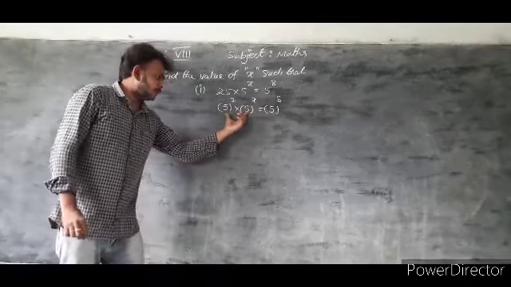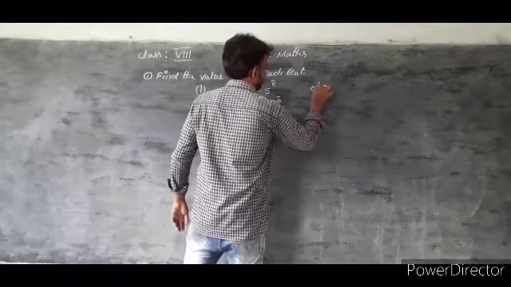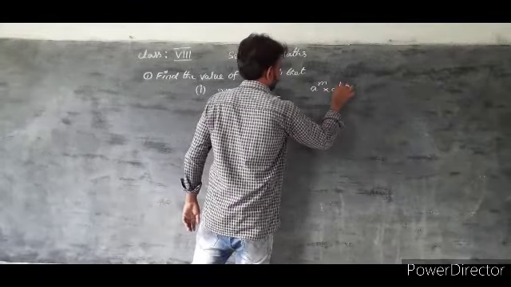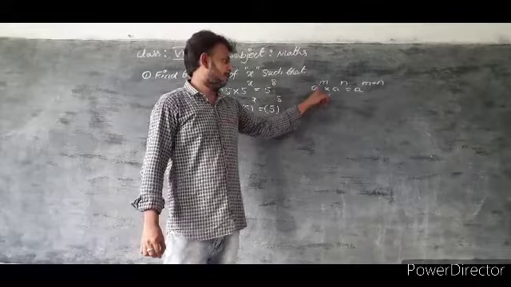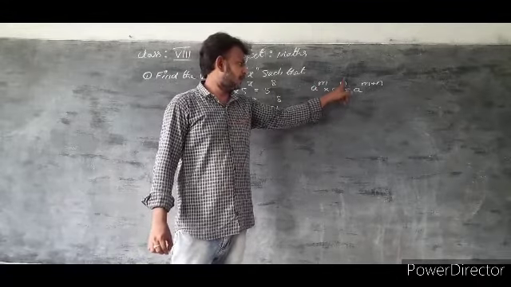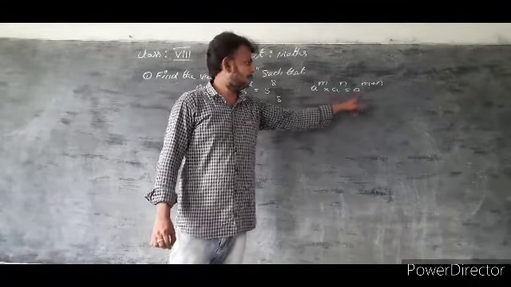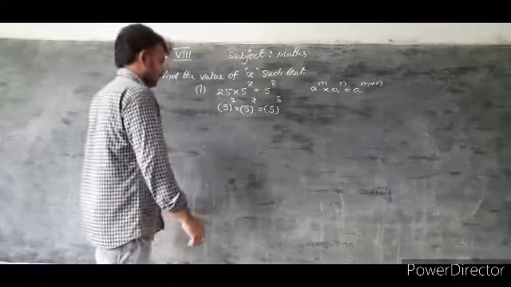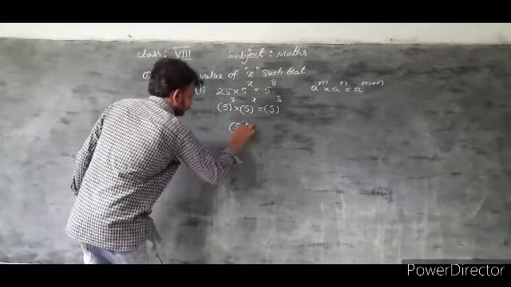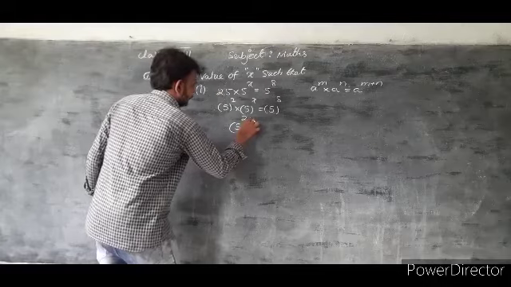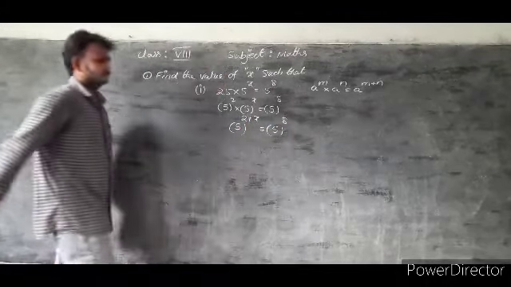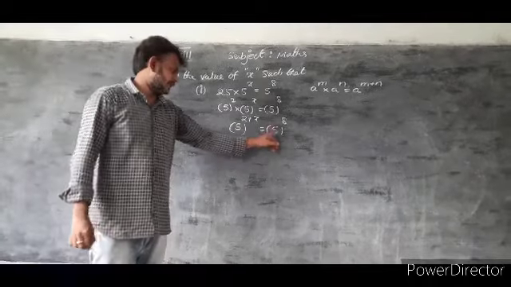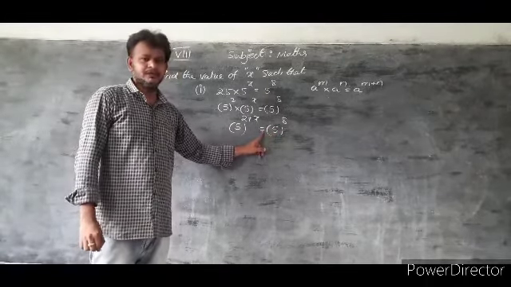It is in the form of a power m into a power n equal to a power m plus n. We know that a power m into a power n equal to a power m plus n. In the same way, 5 power 2 plus x equal to 5 power 8. So here bases are equal and equal to is there.